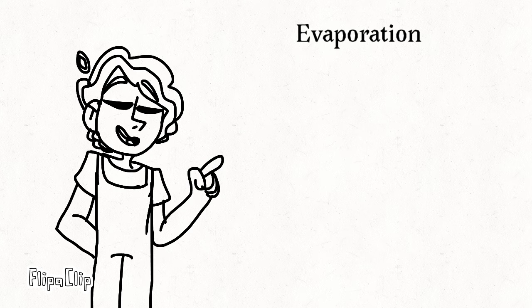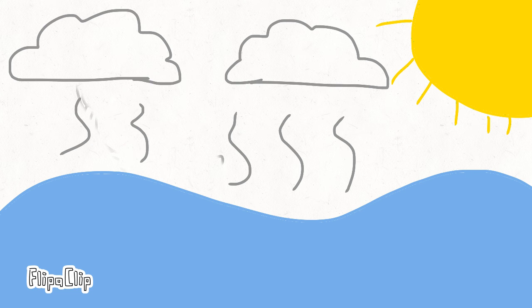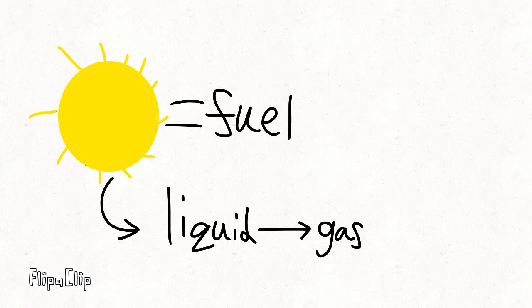Our first topic of the day will be evaporation. Evaporation is when the sun warms liquid water on the surface of the earth and turns it into water vapor or gas. In other words, the fuel is the sun, which turns the liquid to a gas.